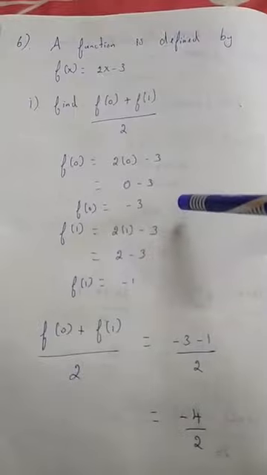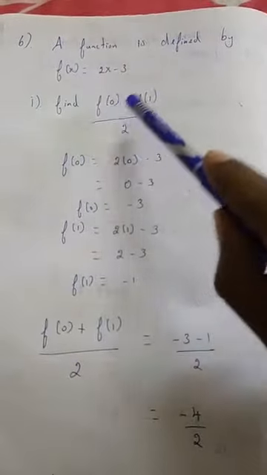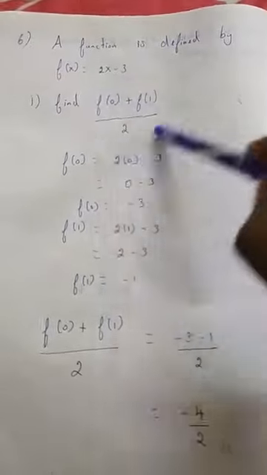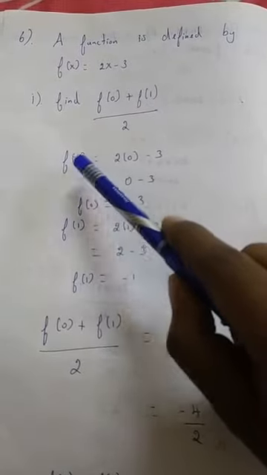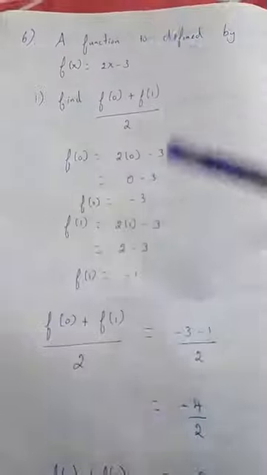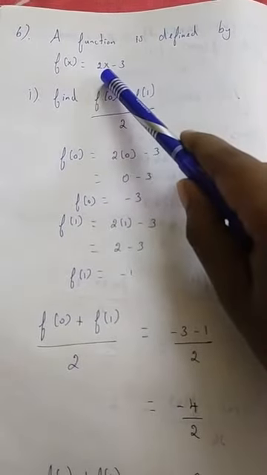So what we have to do now? First we have to find out these two values, that is f of 0 and f of 1. After that we have to substitute and find out this value, right? So what is f of 0? F of 0 is nothing but we have to substitute 0 in the place of x in this equation, that is f of x, right? So what is that equation? 2x minus 3. So in the place of x I have to substitute 0.